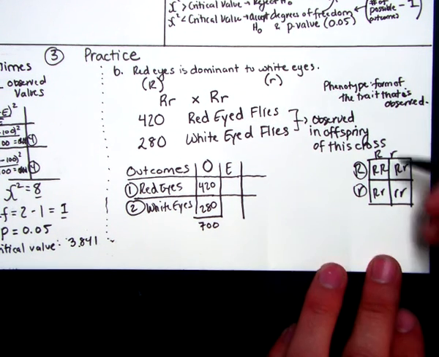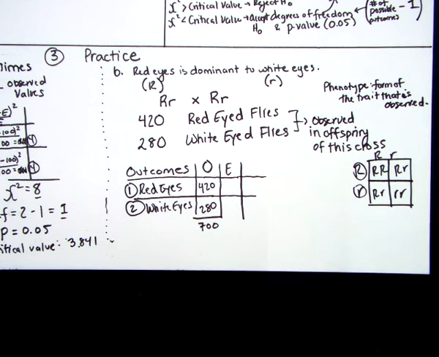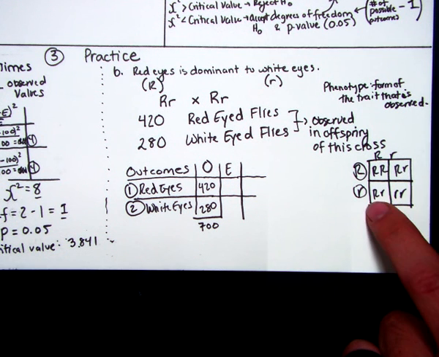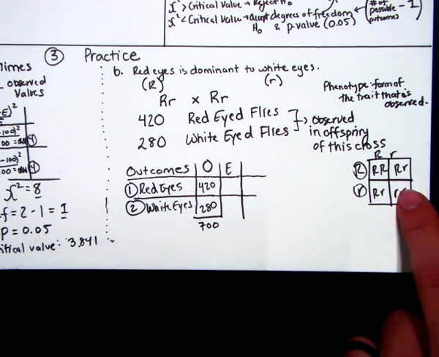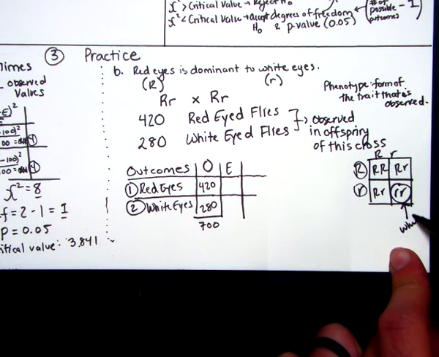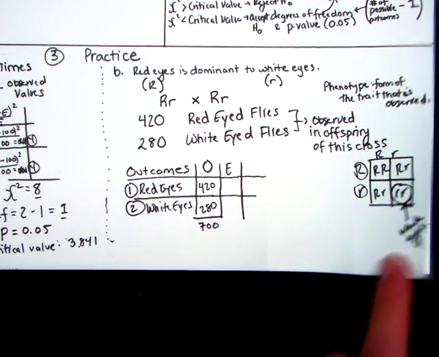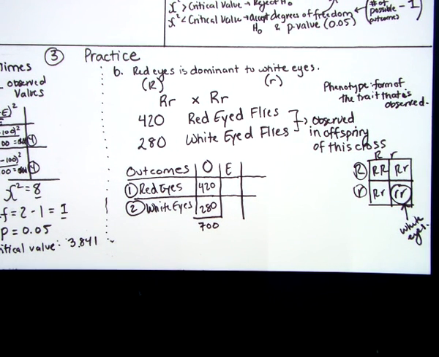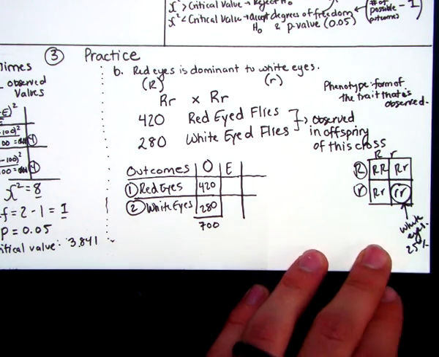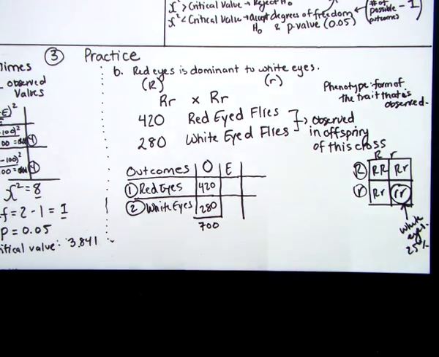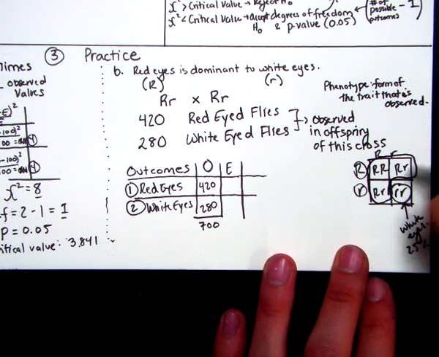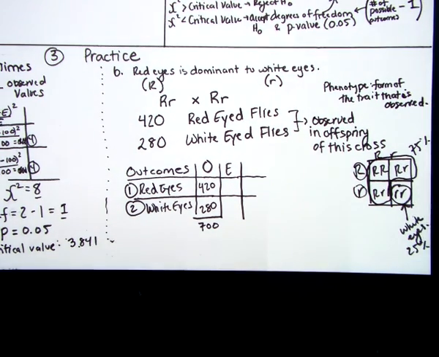But which of these offspring will have white eyes? What do you think? Yeah. 25%, specifically this homozygous recessive, will have white eyes, right? So, Cindy, if white eyes is 25%, what's the probability of red eyes? 75, right? So 75% will be red eyes.